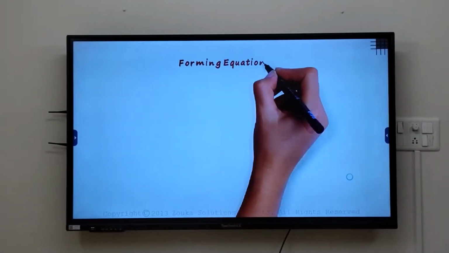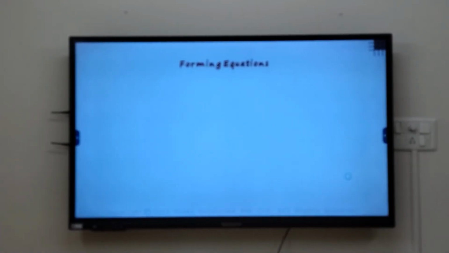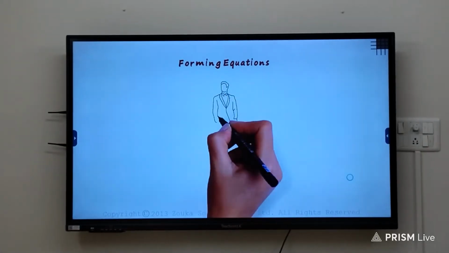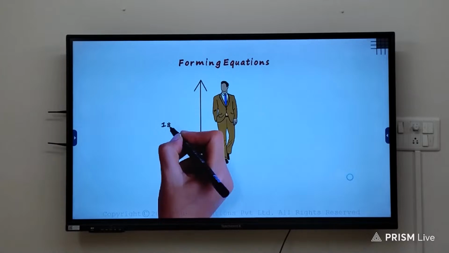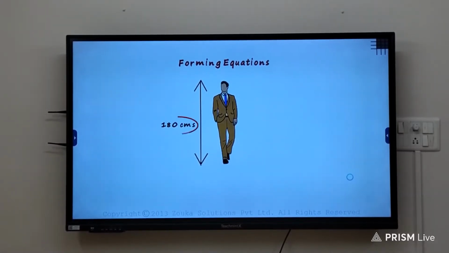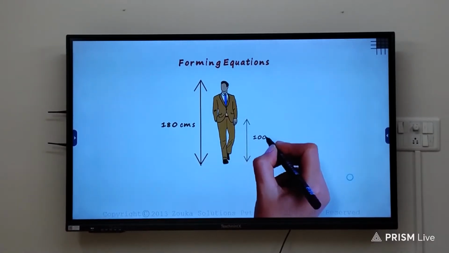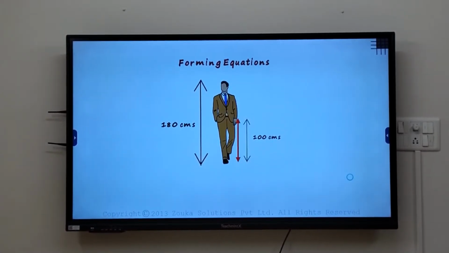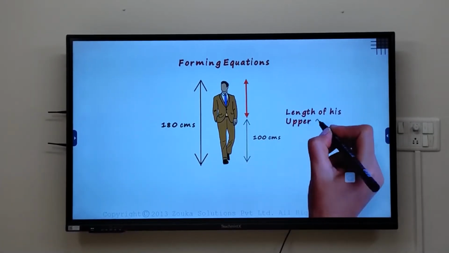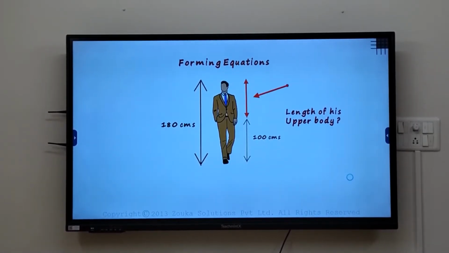In this video, we will see how we can form linear equations for a given word problem, which is one of the most important concepts in linear equations. This is John, and he is 180 centimeters tall. That's his height. The length of his lower body is 100 centimeters. So this length will be 100 centimeters. So what will be the length of his upper body? We want to find out this length.